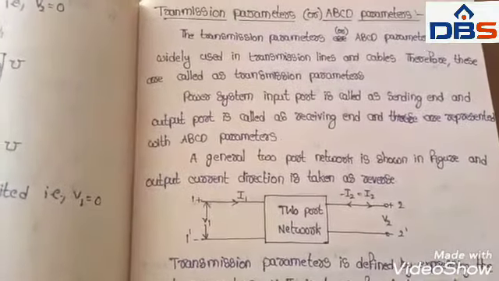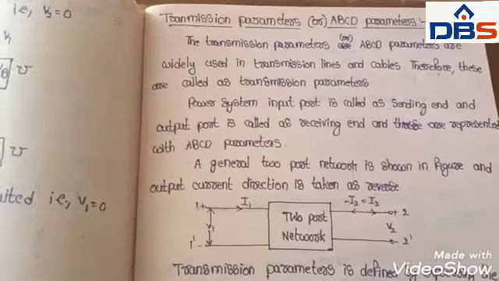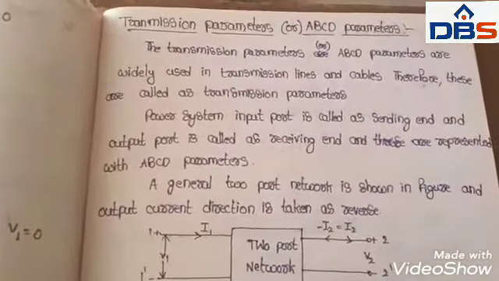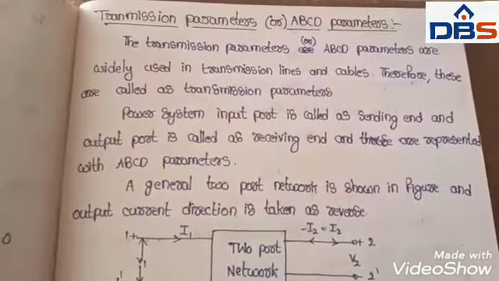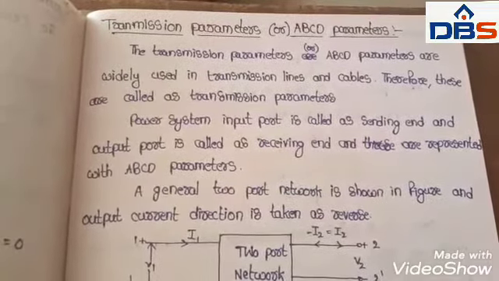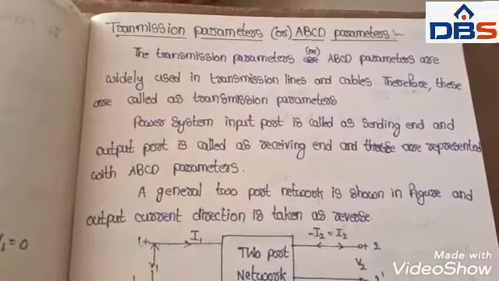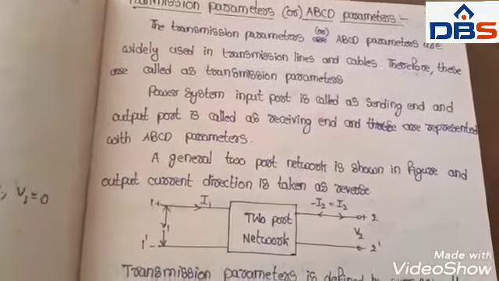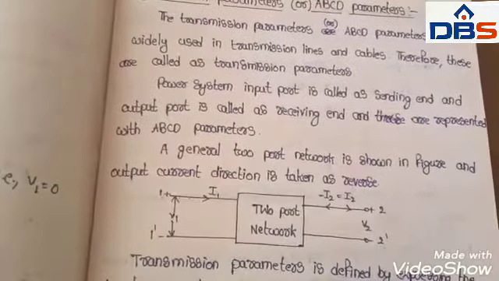Another set of parameters is transmission parameters, or ABCD parameters. Generally, transmission parameters or ABCD parameters are widely used in transmission systems, transmission lines and cables. Therefore, these are also called transmission parameters. In a power system network, the input port is called the sending end and the output port is called the receiving end. That's why these parameters are also called ABCD parameters.